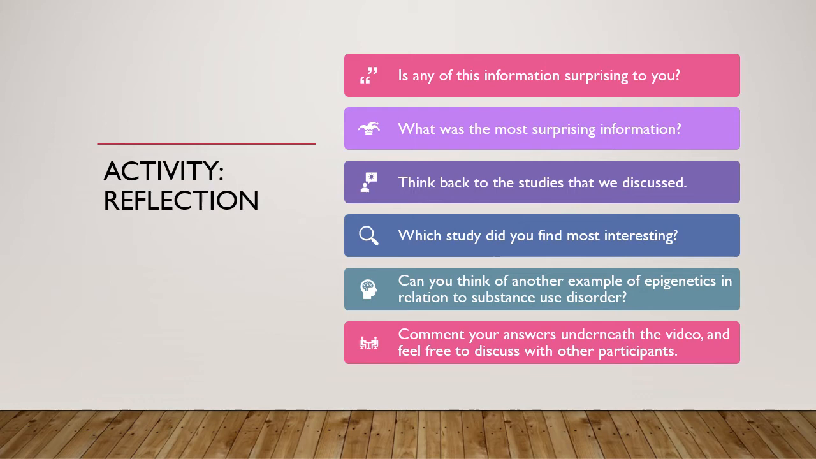I'd love you to think back about the studies that we looked at, the marijuana use study and the gene location study. Which study did you find most interesting? Also, can you think of other examples or specific examples of epigenetics in relation to substance use disorder?